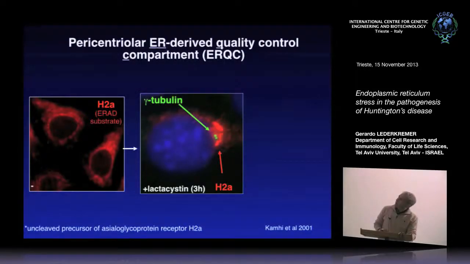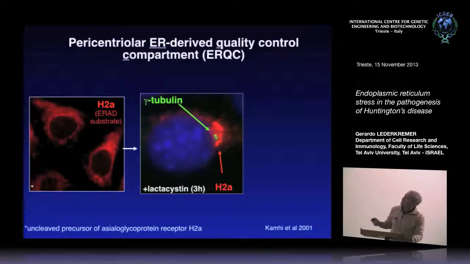We're using a lot a model ERAD substrate that I won't have time to talk about, which is called the uncleaved precursor of asialoglycoprotein receptor H2a. This is a membrane protein that is expressed naturally in hepatocytes, and there it gets cleaved and releases a soluble form that is secreted. But if you express this protein in other cell types, it remains uncleaved. It's not correctly processed, and then it's recognized as something aberrant and sent to ERAD.